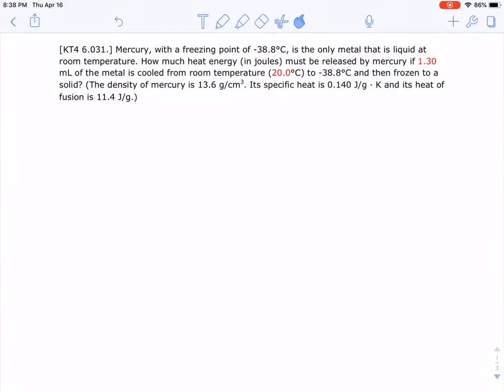This is the 7th problem on Web Assignment 6 that I'm going to work through here. So number 7, Web Assignment 6. And remember, the red numbers are the ones that are different for you, so just make sure you pay attention to that when you're starting the problem.